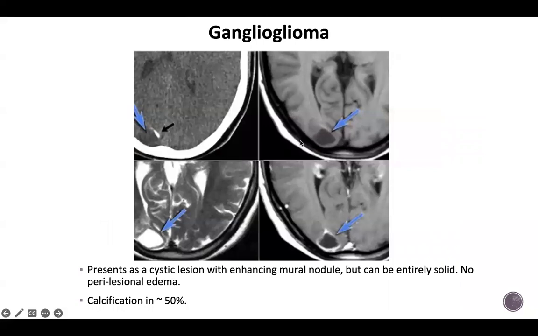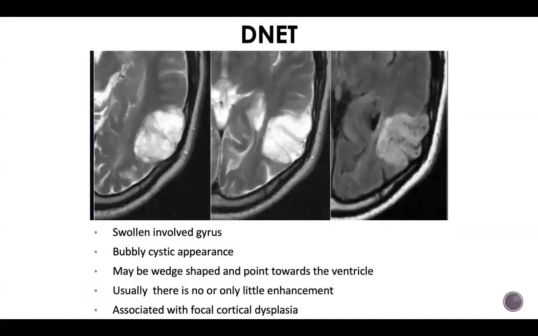Ganglioglioma is a tumor that is commonly associated with epilepsy. Gangliogliomas present as a cystic lesion with enhancing mural nodules, or they can, of course, be entirely solid in some cases, but perilesional edema is usually absent in these cases, and the tumor could calcify in about 50% of cases.